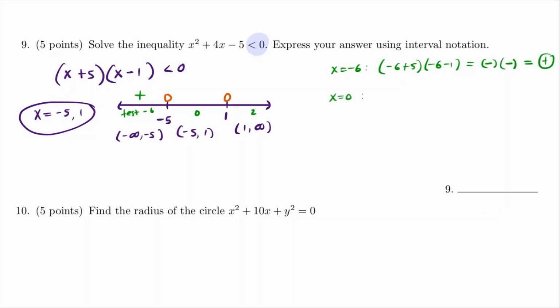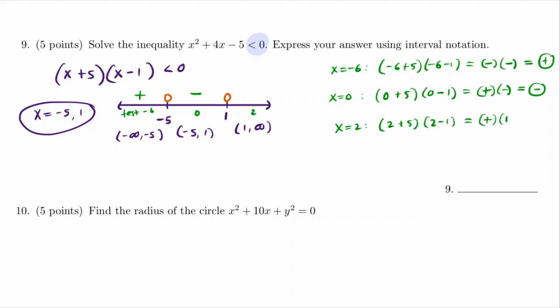Similarly, for x equals 0, we do 0 plus 5 and then 0 minus 1. 0 plus 5, that'll be a positive number. 0 minus 1, that's a negative number. So the product of positive and negative will give you a negative number. So here we get negative. And the last one, we're testing 2. So we do the same thing, 2 plus 5 and then 2 minus 1. So 2 plus 5, that's positive. And then 2 minus 1, that's positive. So the product of two positive numbers is positive. So this is positive. And now we choose which interval we want.